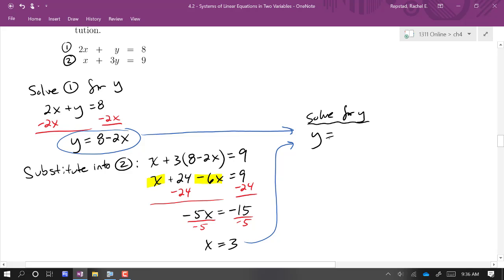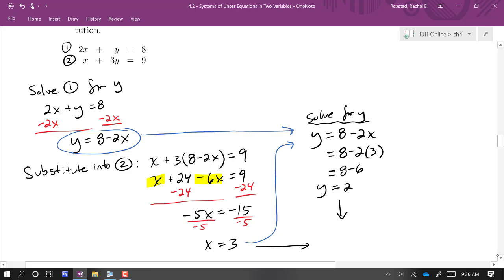So y is 8 minus 2x. That's 8 minus 2 times 3. 8 minus 6 is 2. y equals 2.